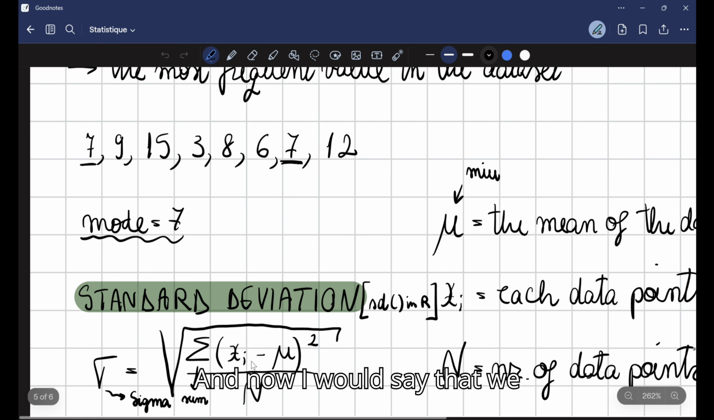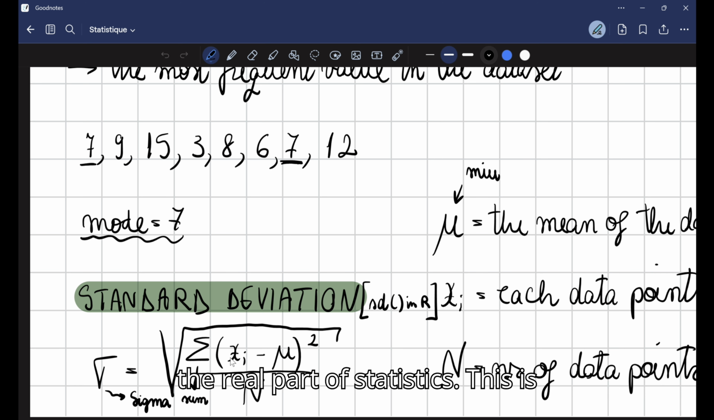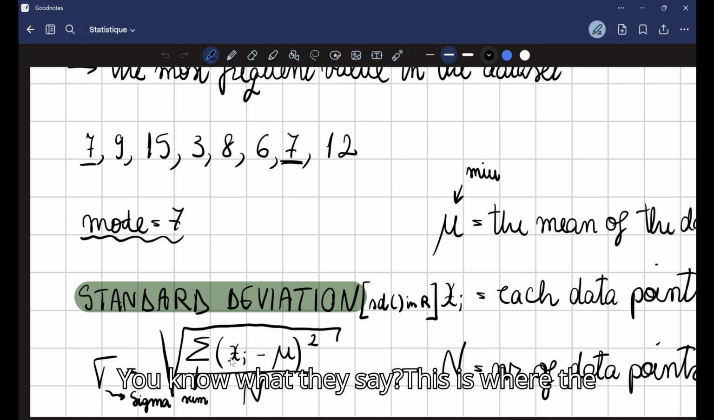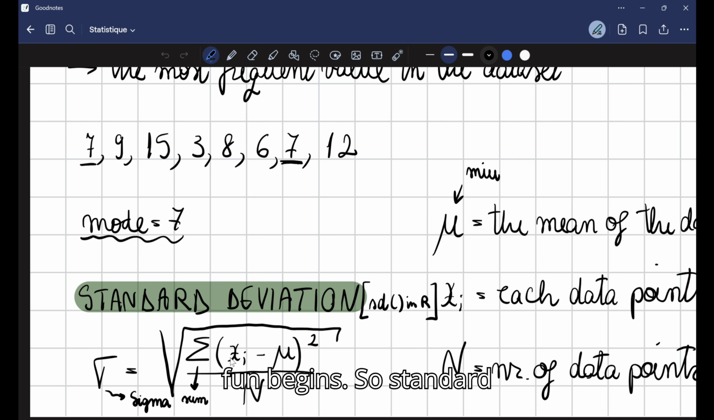And now, I would say that we have gotten to the real part of statistics. This is where stats actually begins, the real statistics. You know what to say? This is where the fun begins.